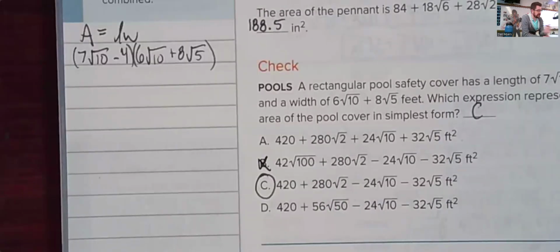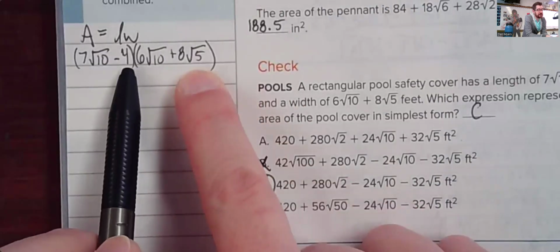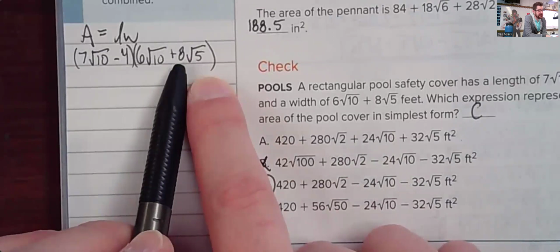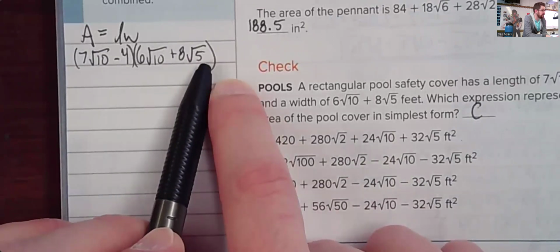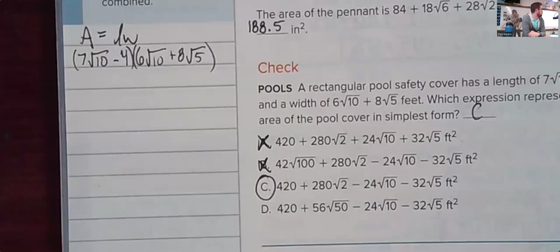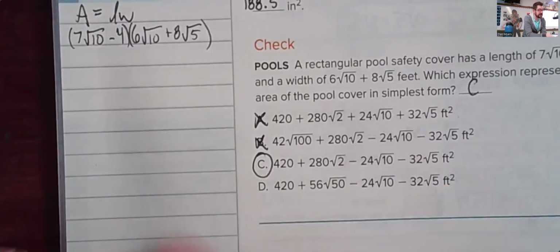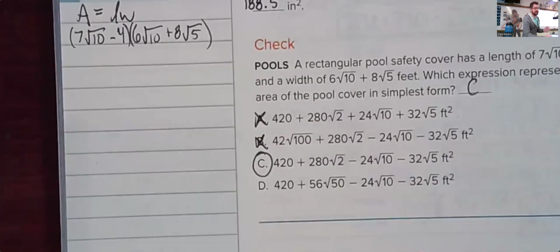And then I looked at the last terms. Last times last, negative 4 times 8 root 5. Negative 4 times 8 is negative 32, times the square root of 5 would be negative 32 root 5, which eliminates A because that says plus 32 root 5. Then we just have to figure out what's going on in between, because we know the first and last terms are correct. So for the inner terms, I'm just going to go ahead and do FOIL to figure out the rest of it.